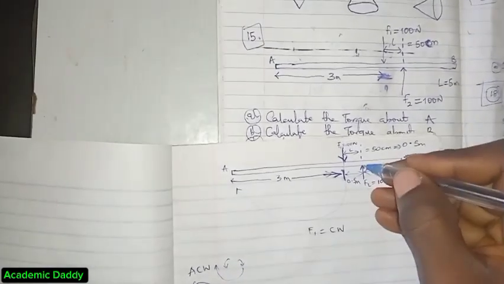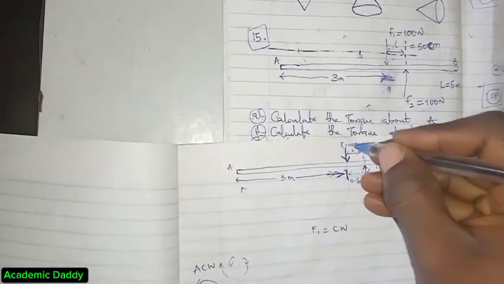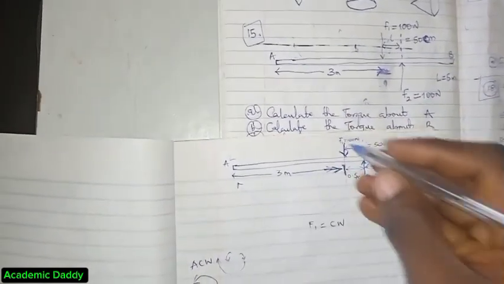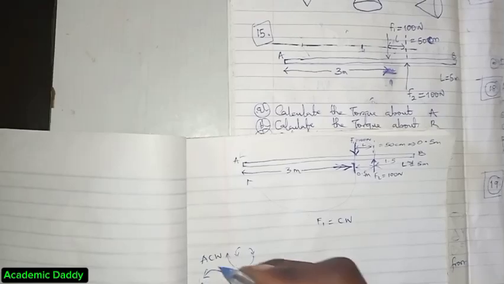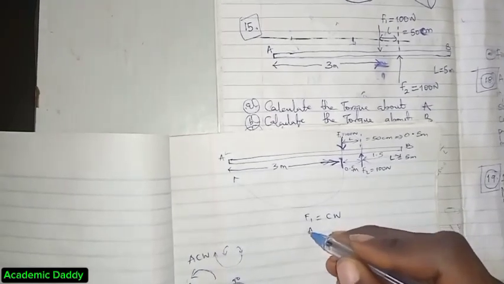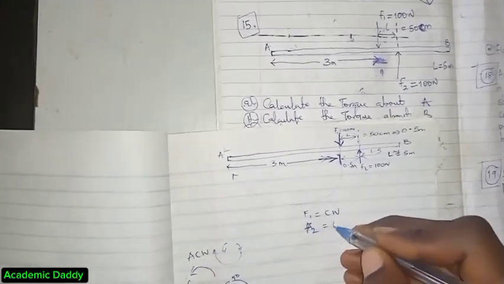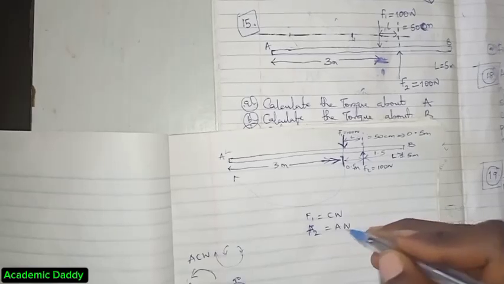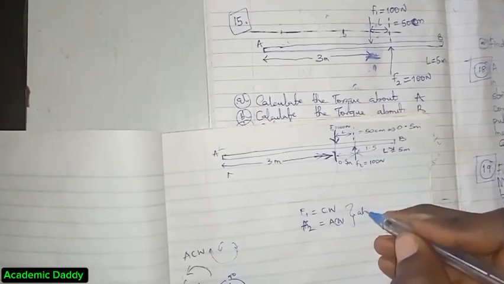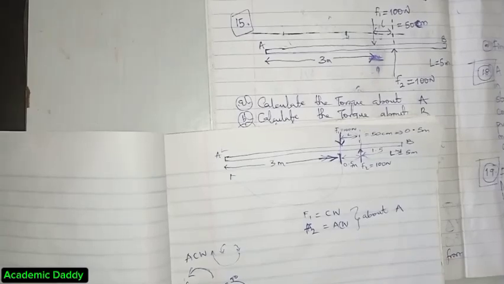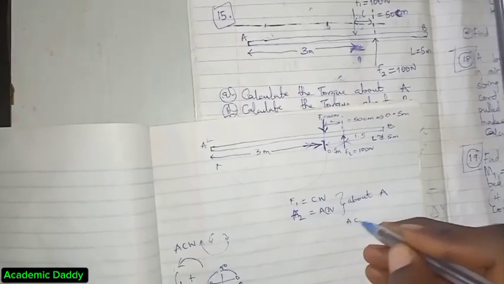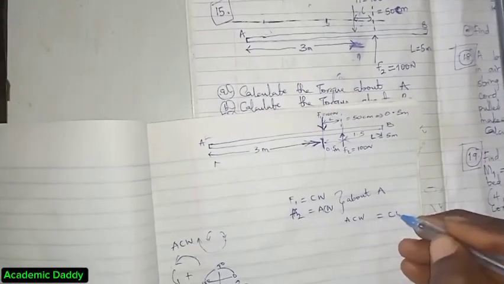Now let me rotate this force about A to go to A. You see that it's moving this way, and this way is anti-clockwise. So F2 is anti-clockwise about A. So what I will now do is to say, okay, I've gotten that. So I will now say ACW must be equal to CW.